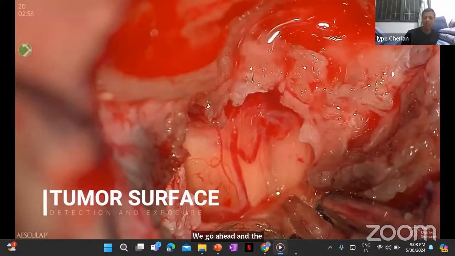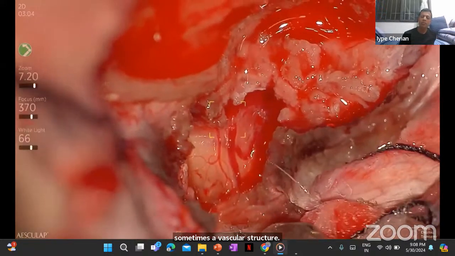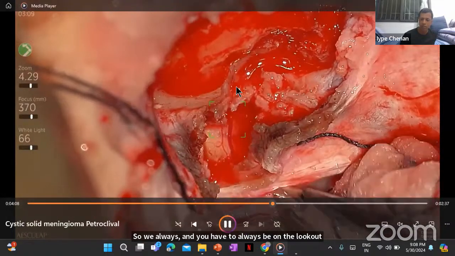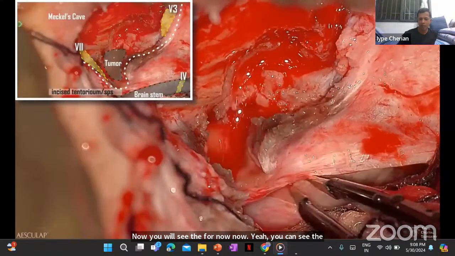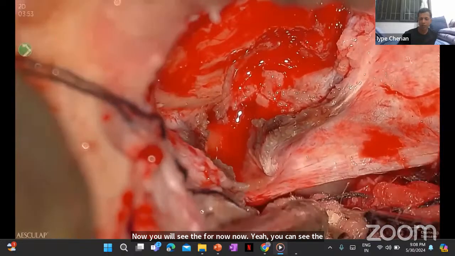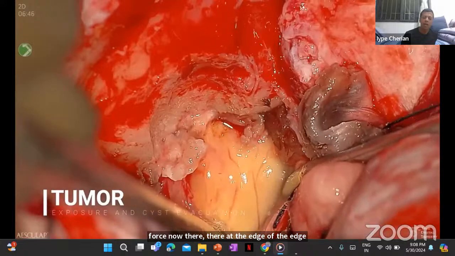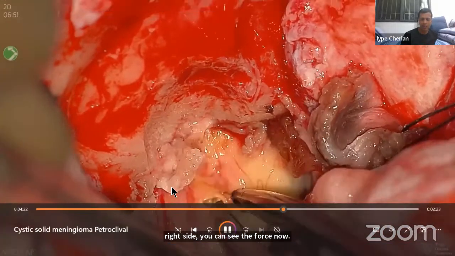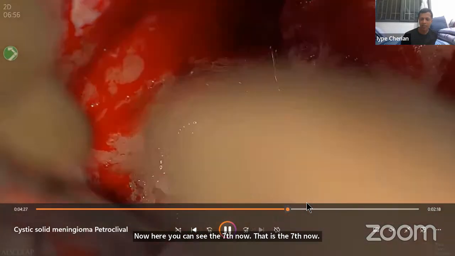The tent can sometimes be a vascular structure. So you have to always be on the lookout where the fourth nerve is. You can see the fourth nerve now, there at the edge, just right side. Now here you can see the seventh nerve. That is the seventh nerve. That's the IAM, seventh nerve. Anteriorly is the fifth nerve.